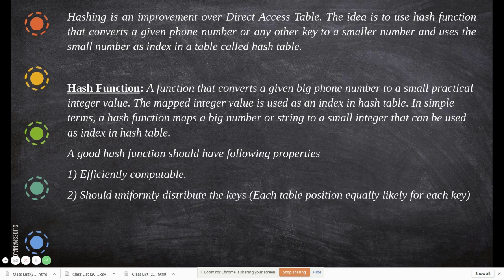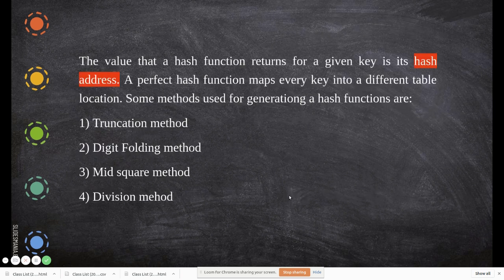So a hash function should uniformly distribute the keys throughout the hash table. The value that a hash function returns for a given key is the hash address. So once you apply a hash function, it will generate a small number called the hash address. A perfect hash function maps every key into a different table location.